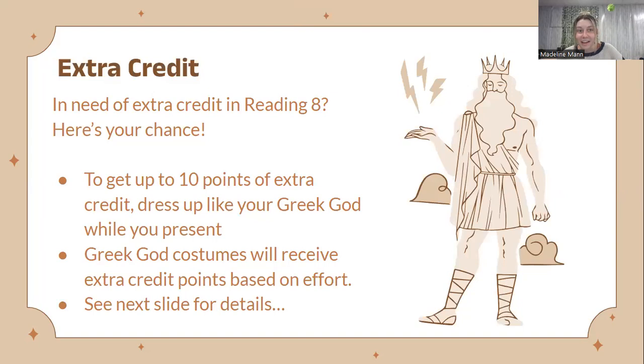Okay, extra credit. If you are in need of extra credit here in Reading 8, this is your chance. To get up to 10 points of extra credit, you are going to dress up like your Greek god while you present to your class. You do not have to do this. This is extra credit. It will not count against you if you do not want to do this. Greek god costumes are going to receive extra credit points based on effort. So I'll show you what I mean by that.